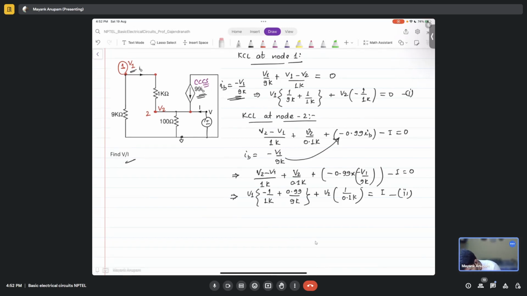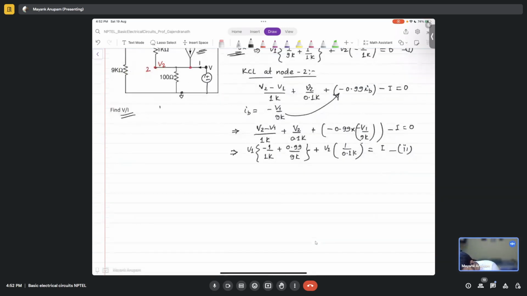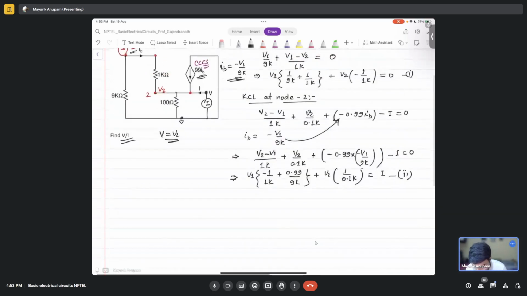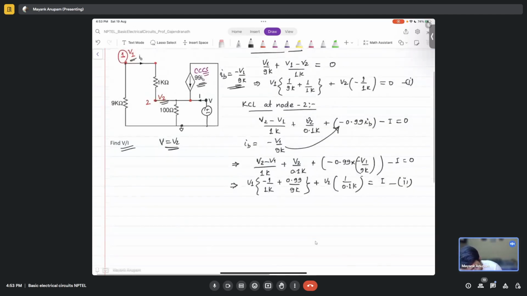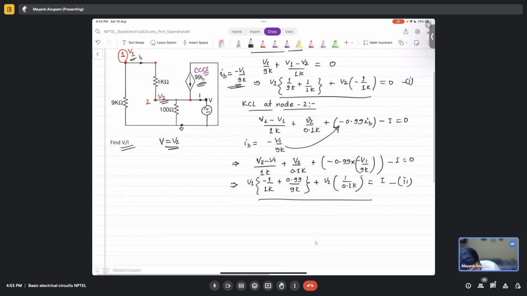What do we need to find out? V over I, right? And what is V? V is the voltage at node V2, at node 2. So V is simply equal to V2, right? It's at the same node. So we have got two equations, one here, one here, and V2 can be replaced by V here, correct?